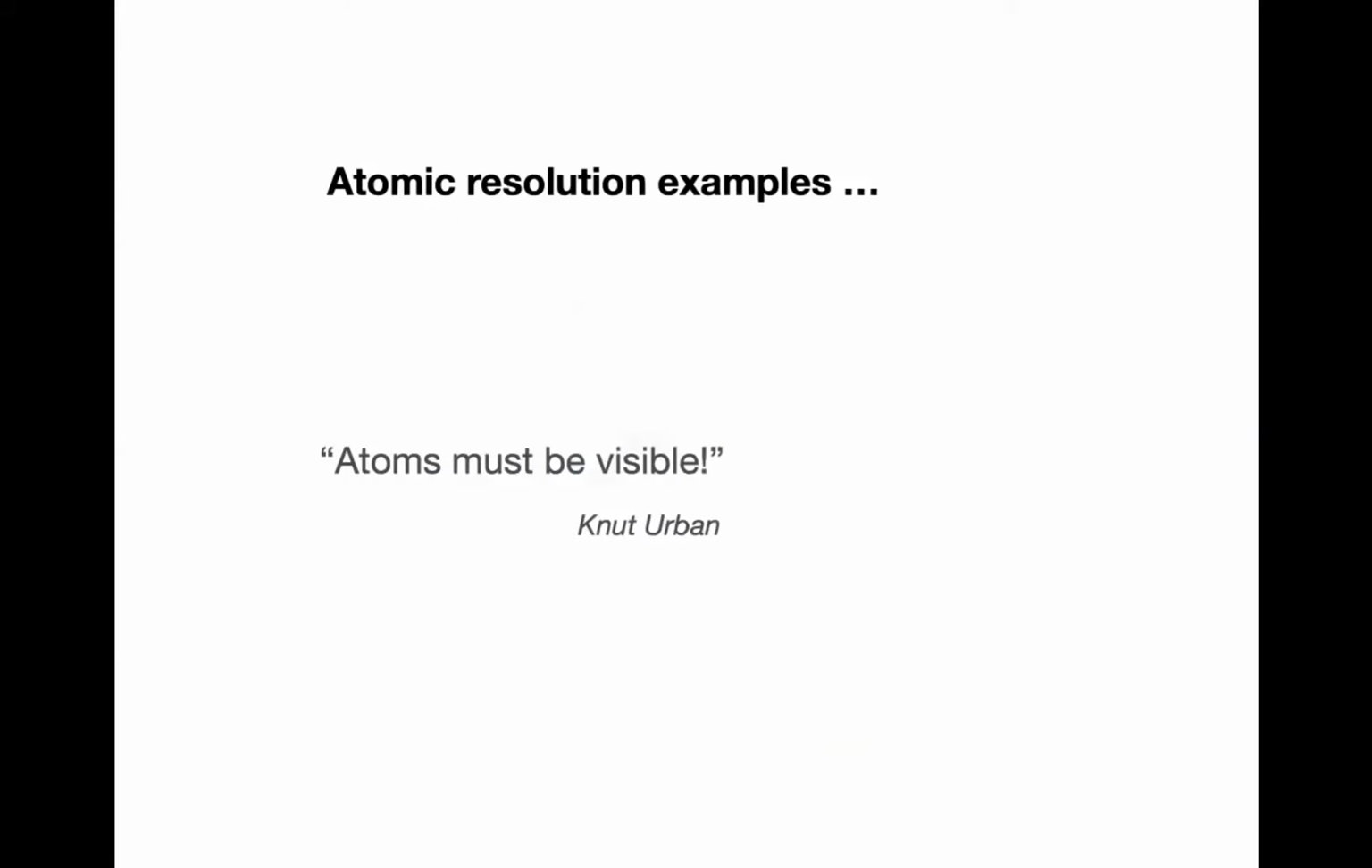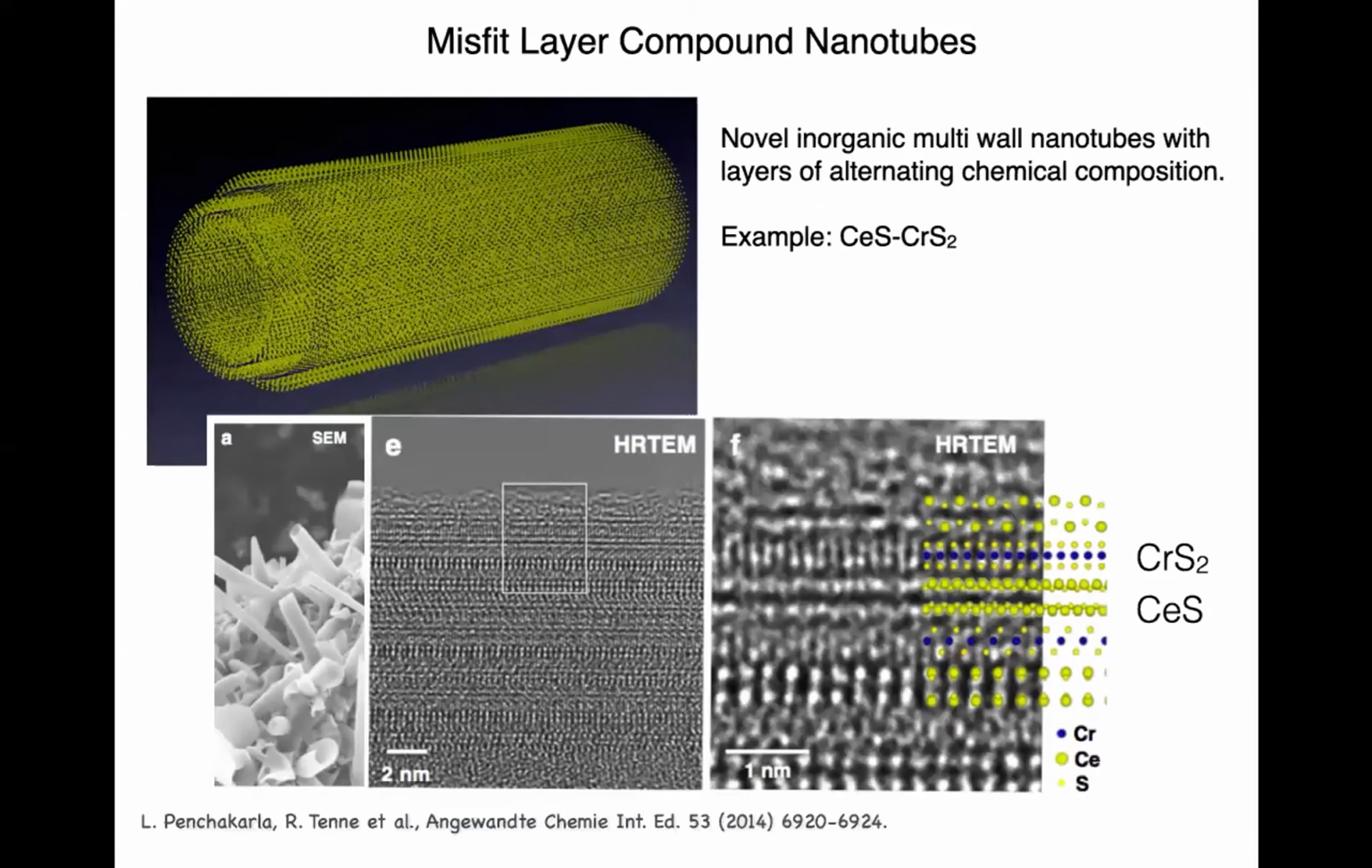So let me switch to just a few examples, a gallery of examples before I come to 4D STEM and yields. This is because a common theme of my former advisor in Jülich, Knut Urban, was that atoms must be visible. So in any kind of talk of microscopy, you need to see atoms. First example is of Misfit layer compound nanotubes. This is the topic of Recherche 10.